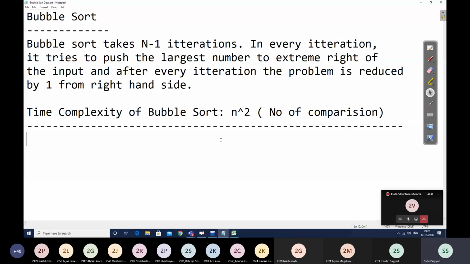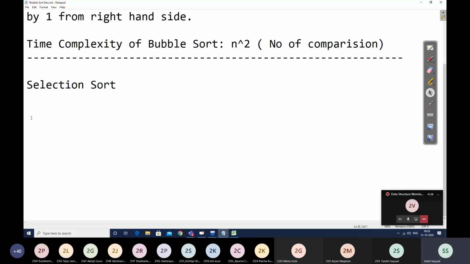Similarly, now let us see what is the philosophy statement of our selection sort. Selection sort, my dear students, works very similar, but in a reverse way of bubble sort. In bubble sort, we were focusing on the largest number, and that largest number we were trying to push to the extreme right. But the focus in selection sort is towards the smallest number.